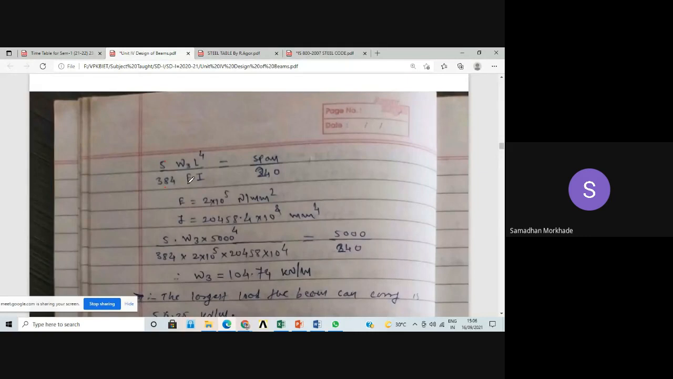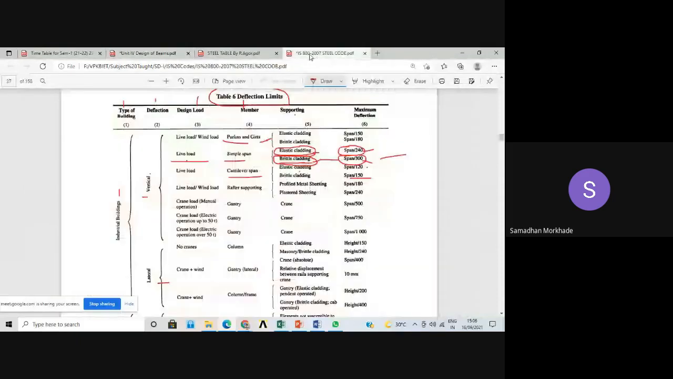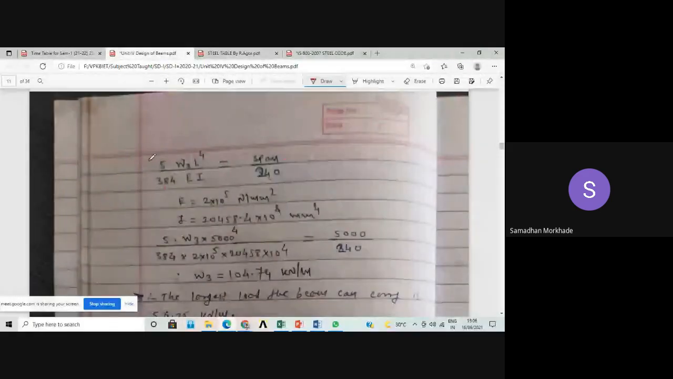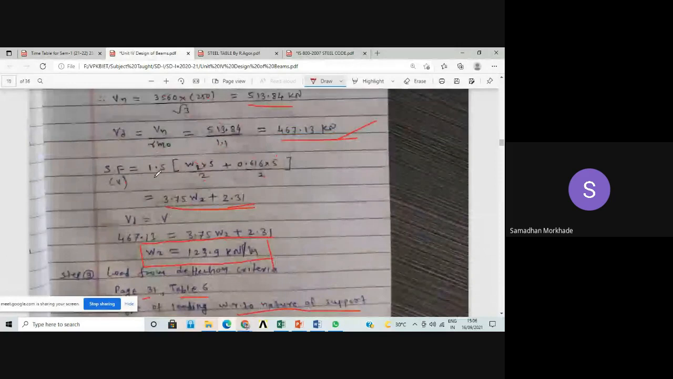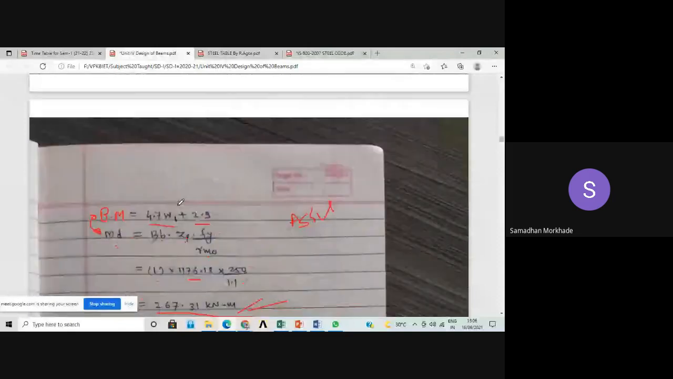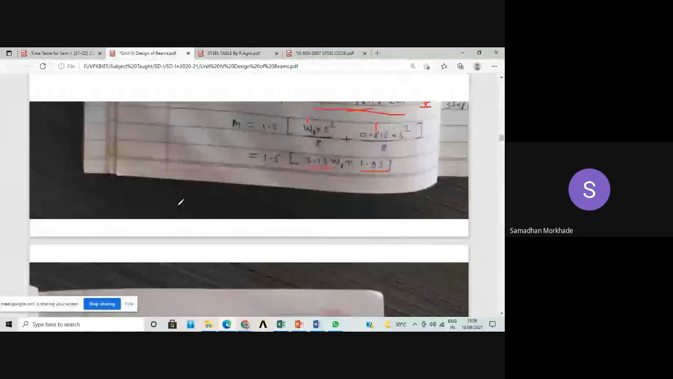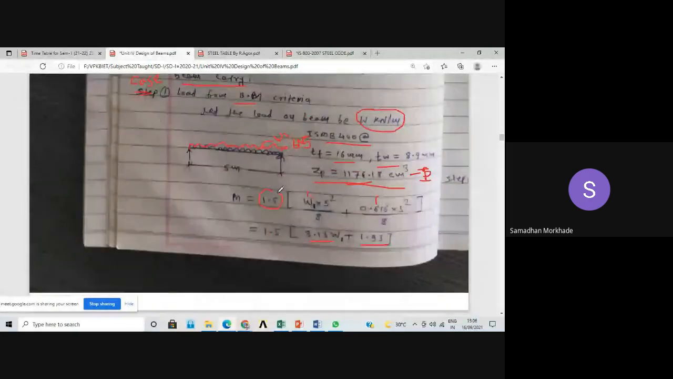Okay, it is equal to span by 240. Span by 240 केलं ना मी इथं. So I think I have considered it as an elastic cladding. Okay, these are the initial assumptions. Span by 240 means the criteria of elastic cladding has been assumed. So now see here, one thing is that here I have multiplied by 1.5, conversion of working load into factored load, in case of a shear criteria. Similarly, in case of a bending criteria also multiplied by 1.5.